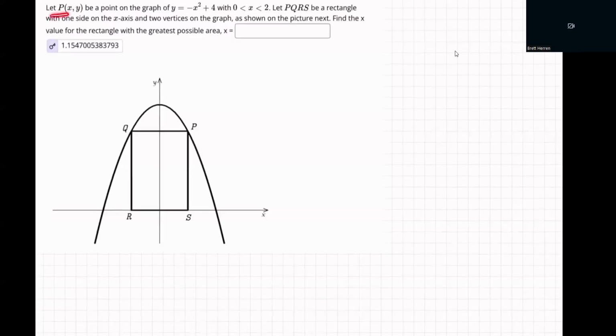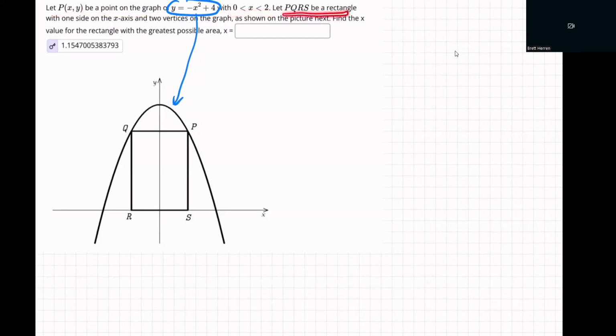This question says let P(x, y) be a point in the graph y equals 4 minus x squared, which is that graph right here. So this right here is that upside down U shape, right? It's a parabola, an upside down U shape. X is going between 0 and 2.